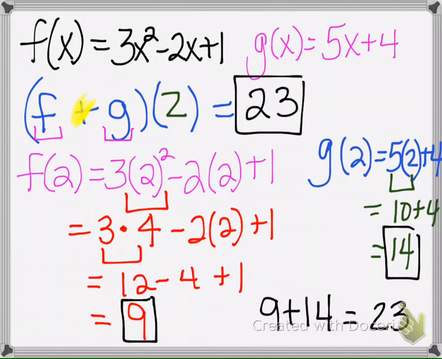So this is one way. So you plug in the number. So instead of x, it wasn't g of x, or f plus g of x. It was telling us to use 2 instead of x. So I plugged in 2 into each function and then added the 2 values.